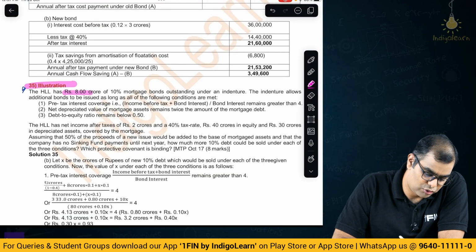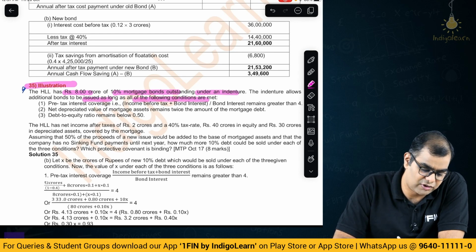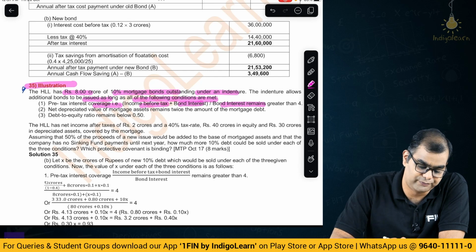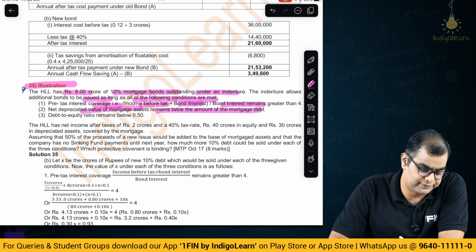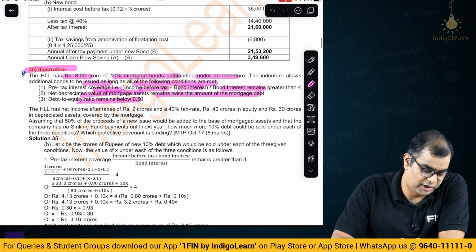HLL has 8 crores of 10% mortgage bonds outstanding under an indenture. The indenture allows additional bonds to be issued as long as the following conditions are met. Pre-tax interest coverage ratio, that is PBT plus bond interest divided by bond interest, remains greater than 4. Net depreciated value of mortgage assets remains twice the amount of mortgage debt. Debt to equity ratio remains below 0.5.